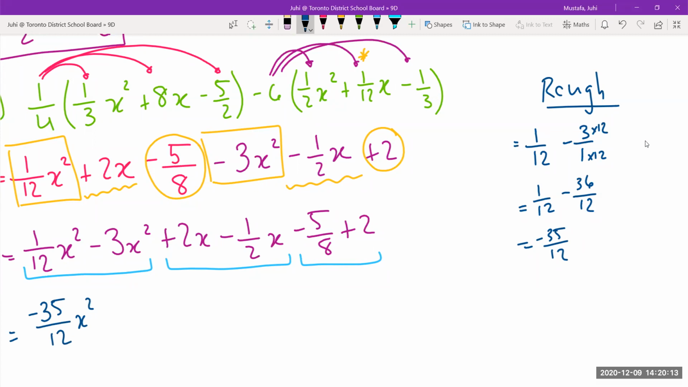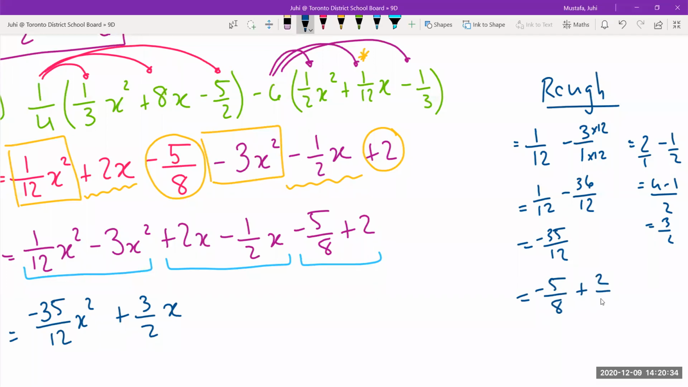This is positive 2 minus a half. So positive 2 minus a half, this will just be 4 minus 1 over 2, which will be 3 over 2. So these two added together is going to give me plus 3 over 2x. And then finally, negative 5 over 8 plus 2 over 1. So multiply by 8, multiply by 8, you're going to get negative 5 over 8 plus 16 over 8, which is going to give me 11 over 8. So these two added together are going to be positive 11 over 8.